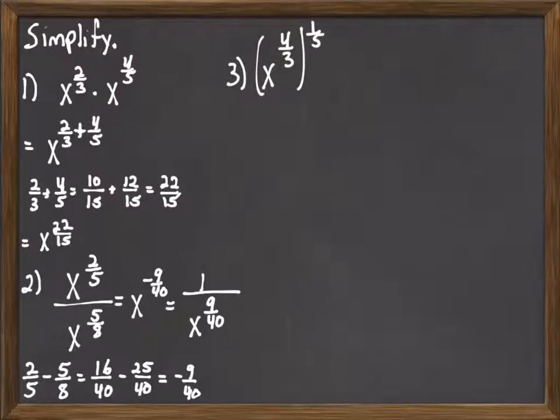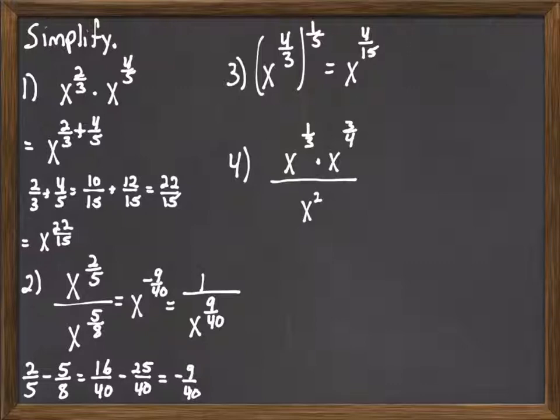Third example, consider x to the 4/3 raised to the 1/5 power. Since we're raising a power to a power, we multiply. So we do 4/3 times 1/5, and we get 4/15. So the answer would be x to the 4/15 power.